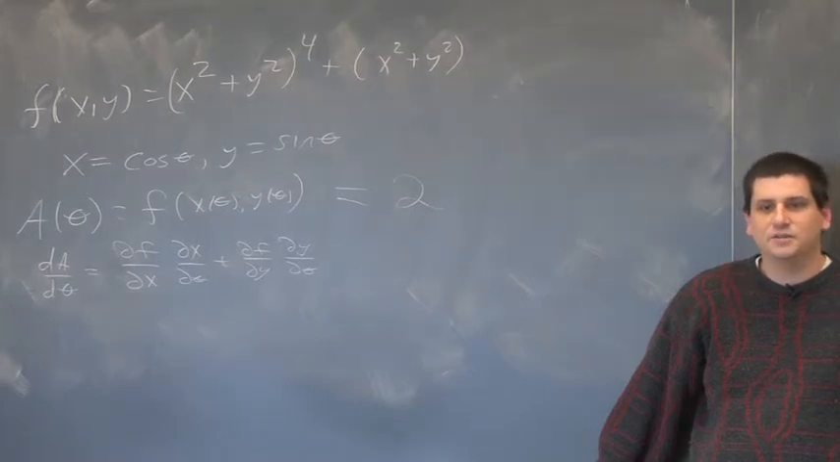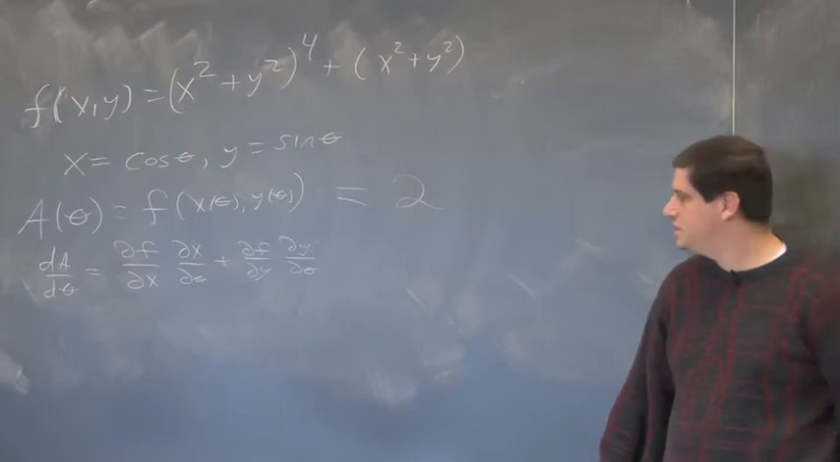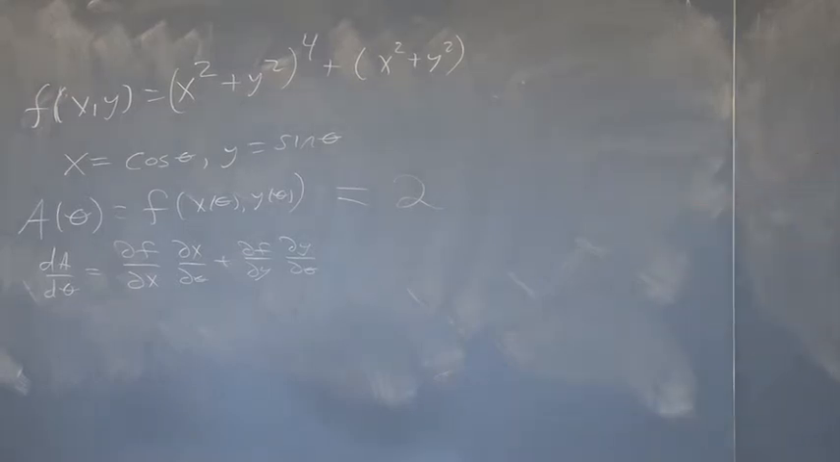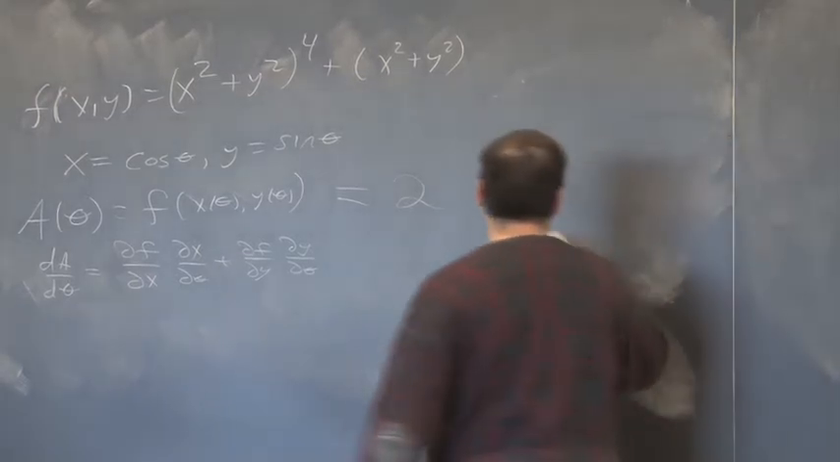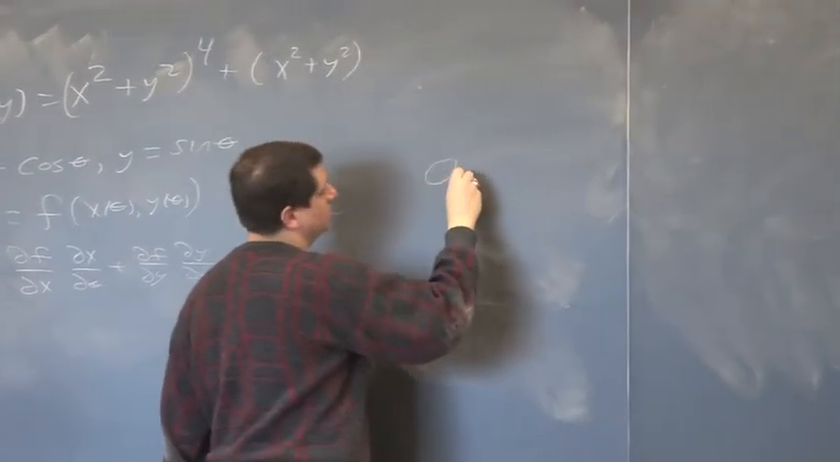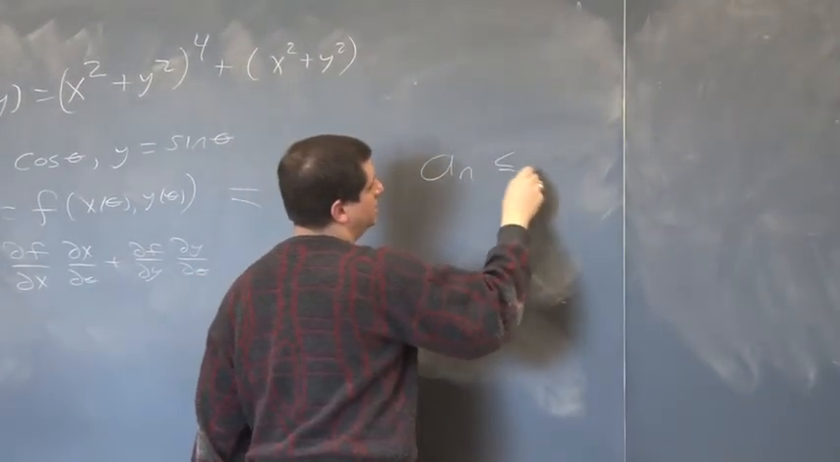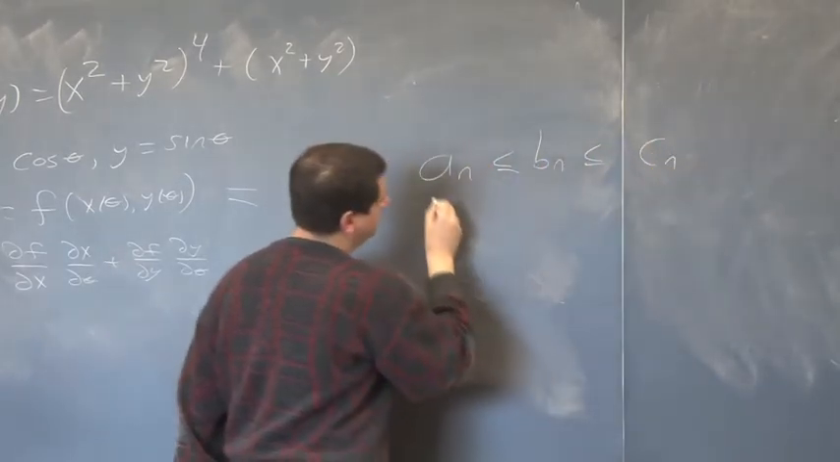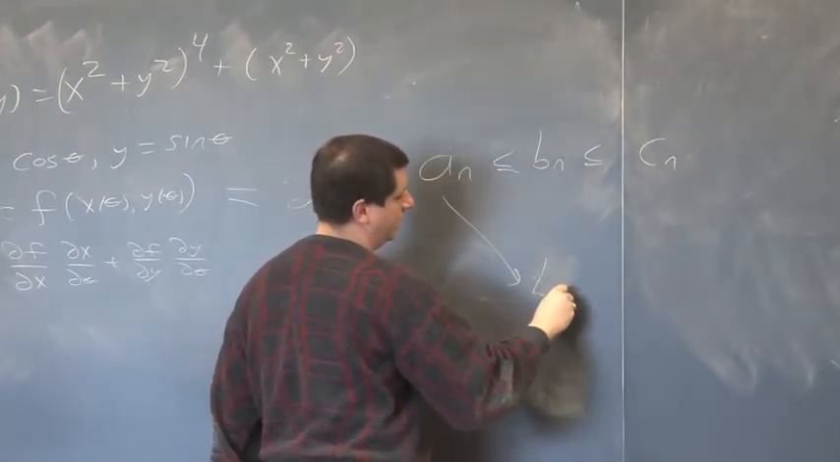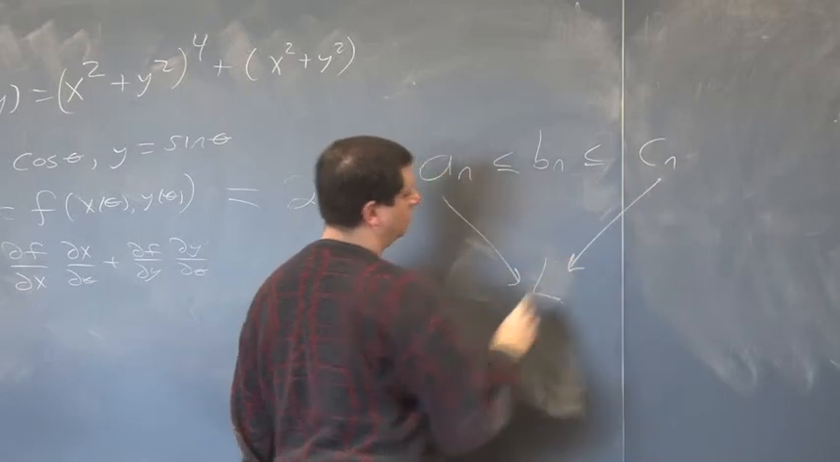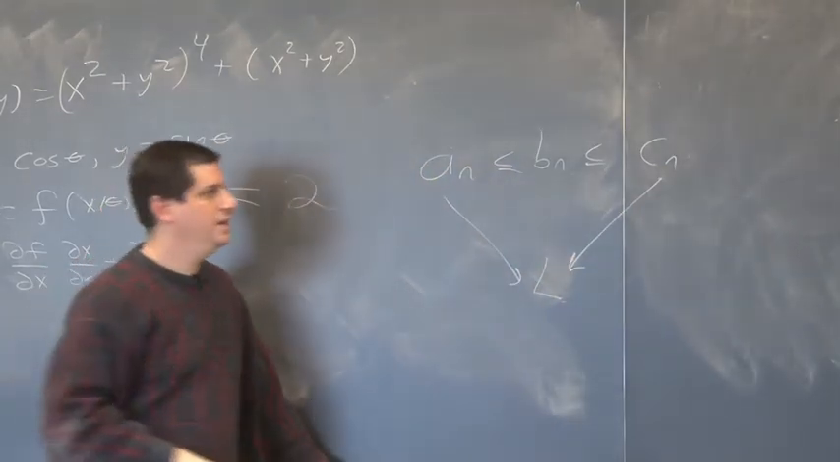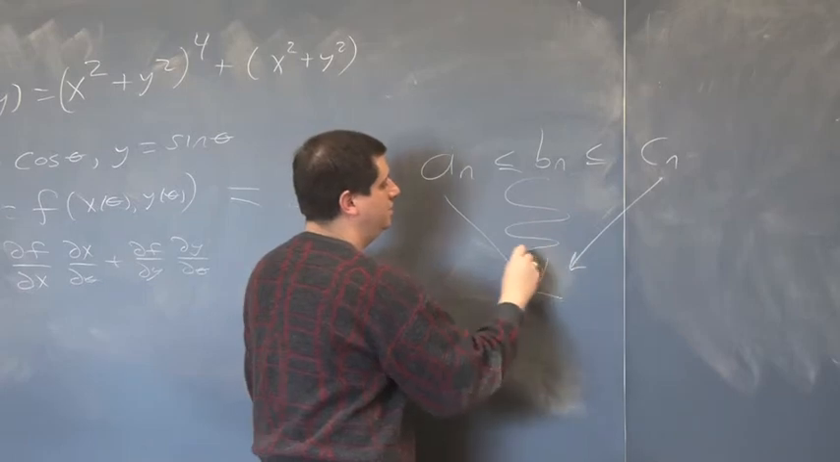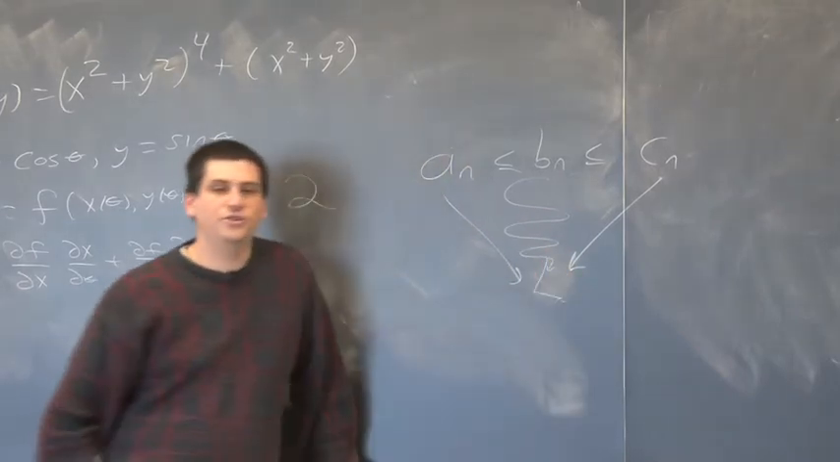Yes? Sure. So the squeeze theorem basically says the following. You have three sequences, say an less than or equal to bn less than or equal to cn. And let's say an goes to L and cn goes to L. Then basically bn is squeezed down to go to L too.